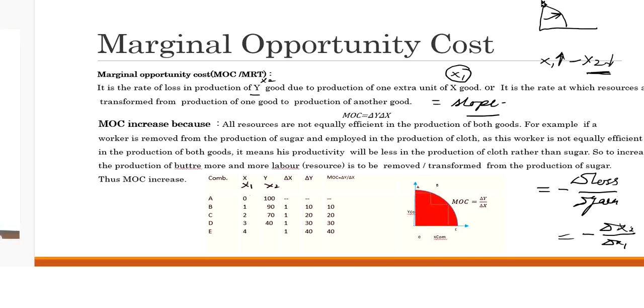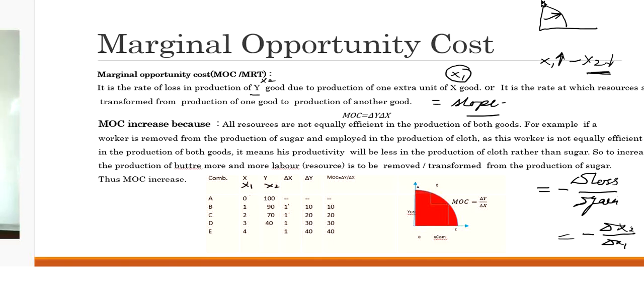In the production of X1, change occurs by 1 unit. Every time you are increasing production of X1 by 1 extra unit: 1 minus 0, 1. 2 minus 1, 1. 3 minus 2, 1. 4 minus 3, 1. So every time change in production of X1 is equal to 1 unit. But change in production which is falling in X2 is more and more. First time it falls by 10 units, second time by 20 units, third time by 30 units, and fourth time by 40 units.